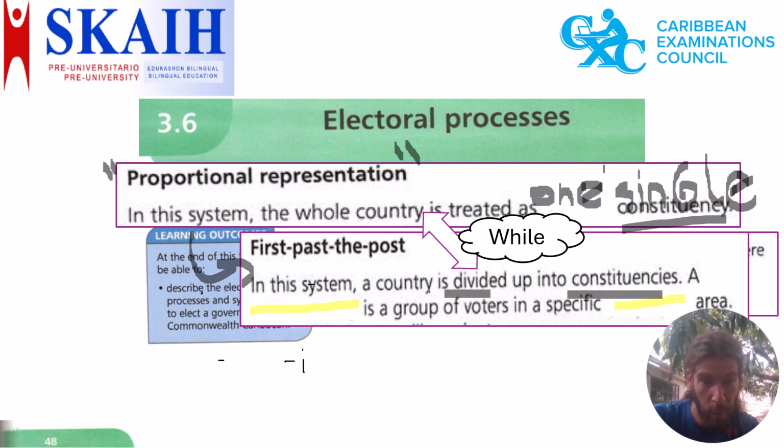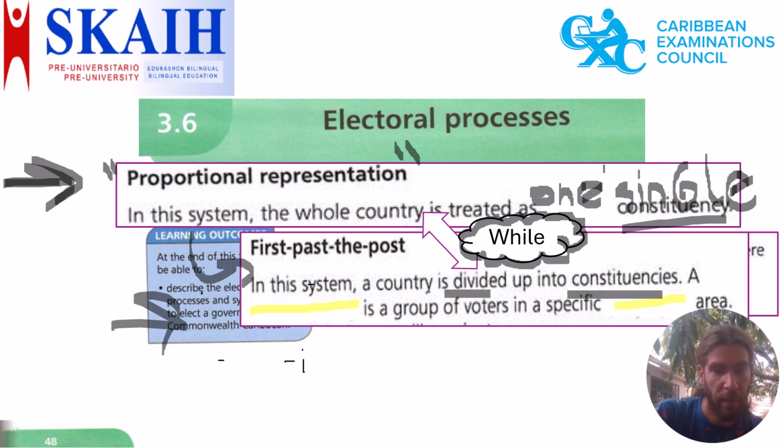While in a proportional representation system, the whole country is treated as one single constituency, in the first past the post system, a country is divided up into constituencies. And the key word here is "while." So use that word when you have to name the difference between the proportional representation system and the first past the post system: while naming the difference, name how it is in the one, while also naming how it is in the other.